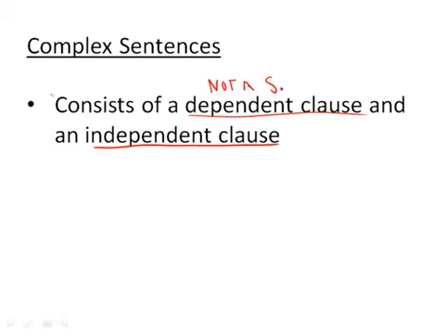Whereas an independent clause, also called a main clause, is a sentence. It can stand on its own. So to make a complex sentence, we have to add a non-sentence, which is not the same as nonsense, but a non-sentence to a sentence, and this will equal a complex sentence.